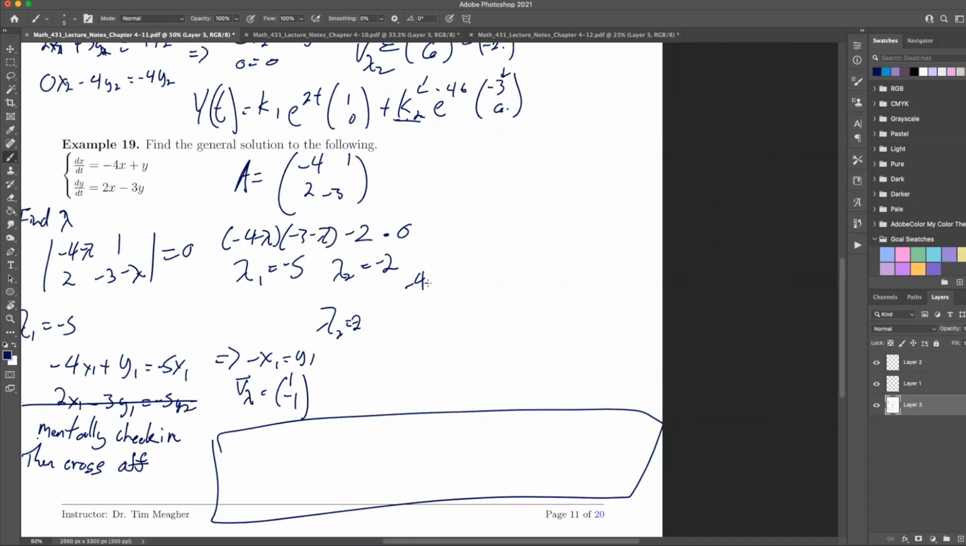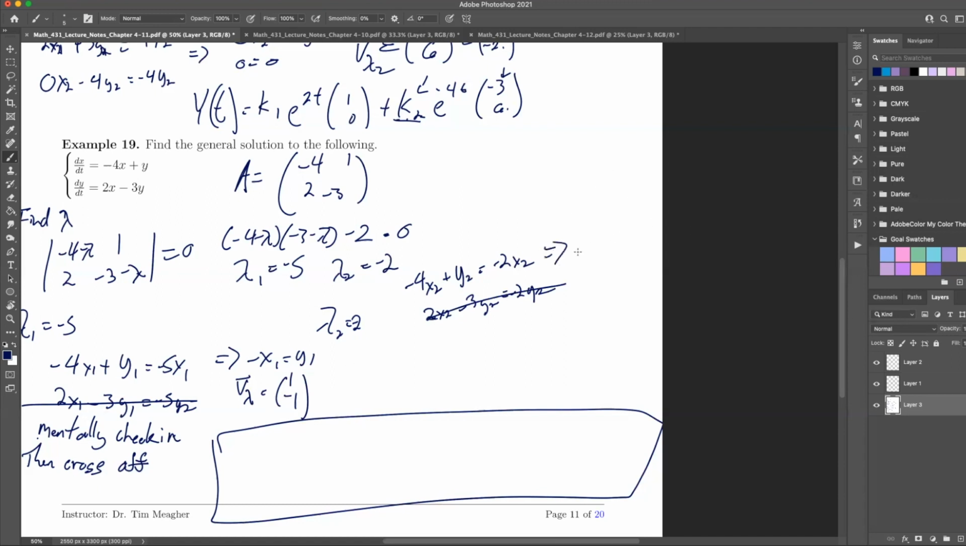So I'll have -4x2 plus y2 equals -2x2, and then I'll have 2x2 minus 3y2 equals -2y2. If I move this over, what do I get? I'll get -2x2 plus y2. If I move this over, I'll get positive 2x2 minus y2. These are essentially the same. Cross it off.